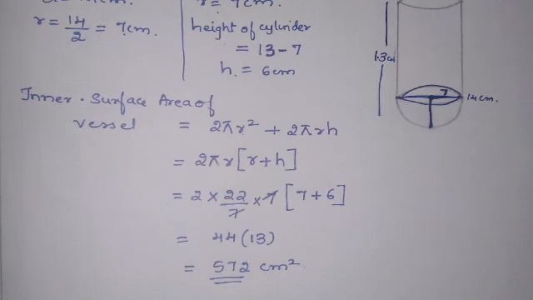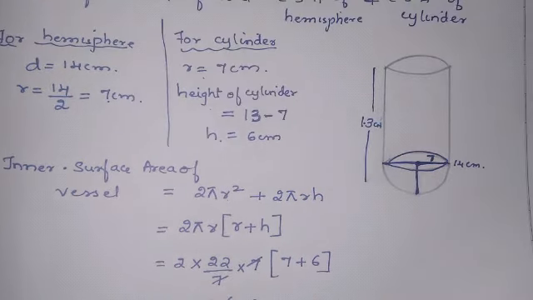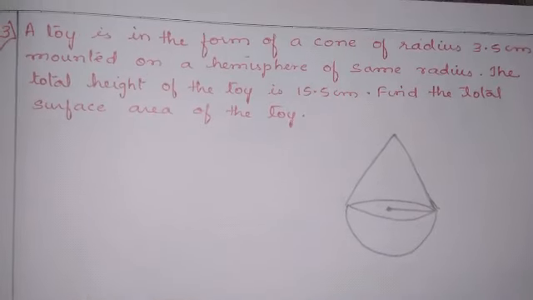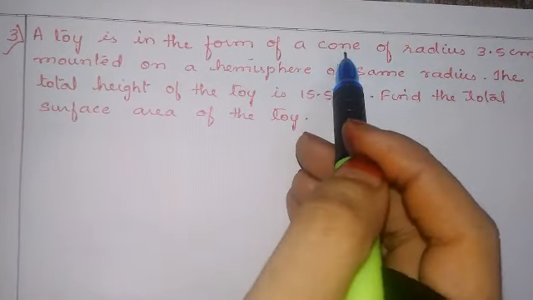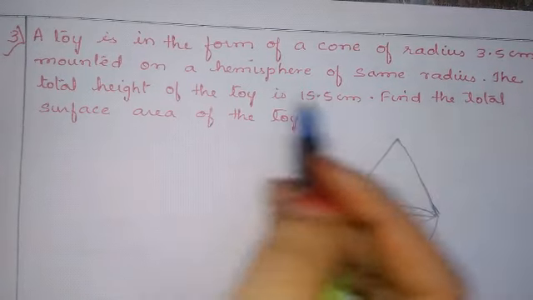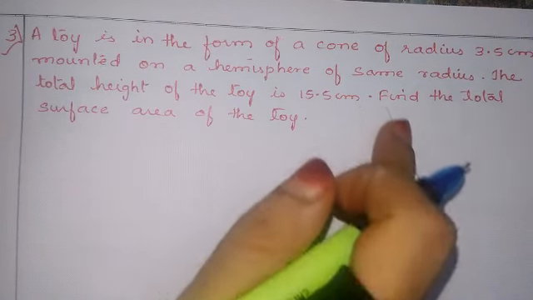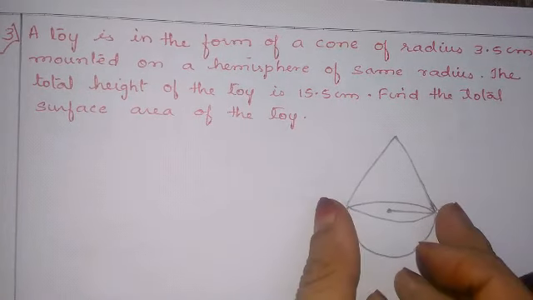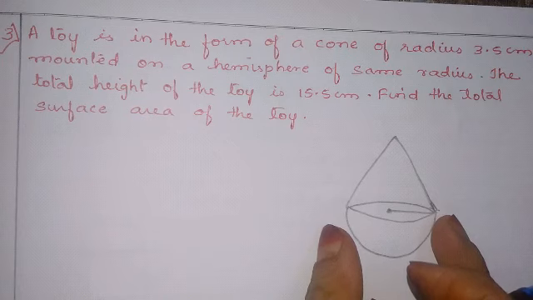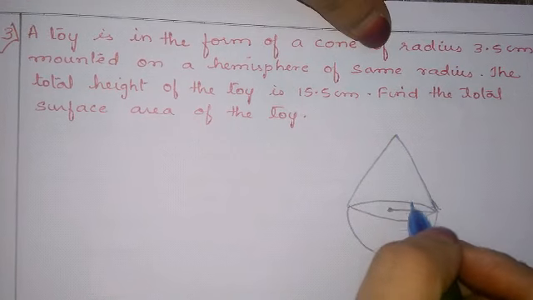So let us see the third problem of exercise 15.1. Okay, exactly similar like second problem. Let me see here. A toy is in the form of cone of radius 3.5 centimeter mounted on a hemisphere. See, I have drawn one hemisphere and a cone is mounted on a hemisphere, and that complete figure is nothing but a small toy. It looks like a playing toy. So it is like hemisphere mounted by cone of same radius.